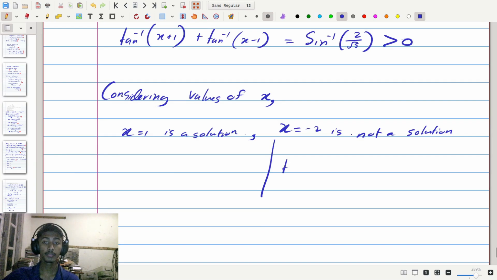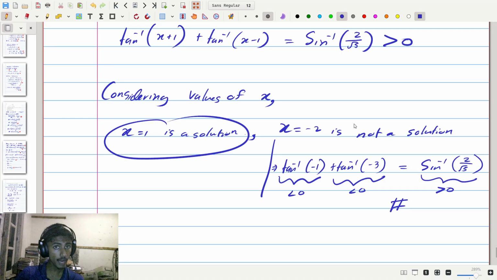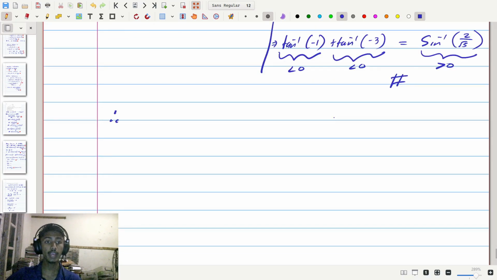So my reason is, we get tan inverse of negative 1 plus tan inverse of negative 3, which are both negative. This is less than 0 and this is less than 0, but that's equal to sine inverse of 2 over root 5, which is greater than 0. We can write this is greater than 0, and this is a contradiction, which means that x equals negative 2 is not a solution. However, x equals 1 is a solution, and therefore we can finally say, therefore x equals 1 is the solution, and it is the only solution that we could find. And with that, we are done with this question.